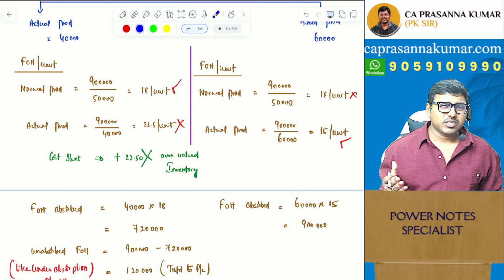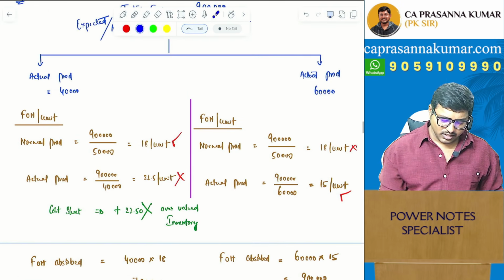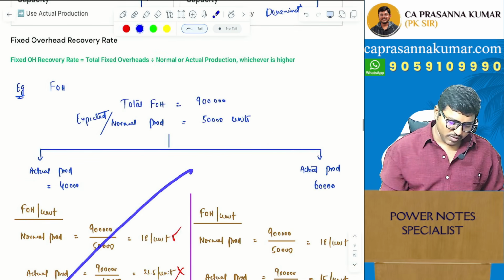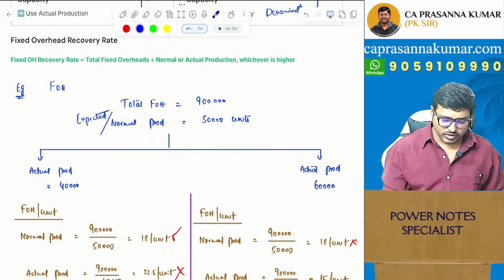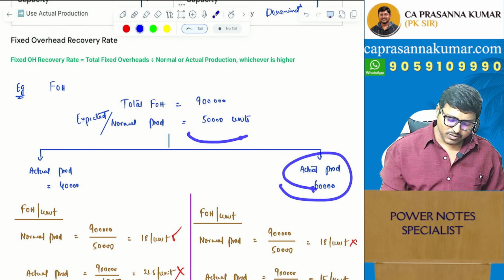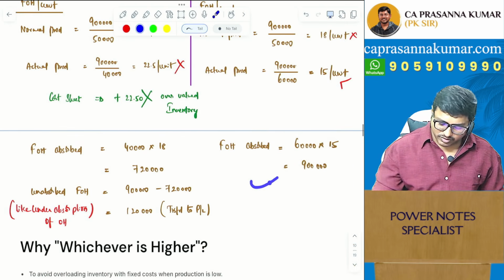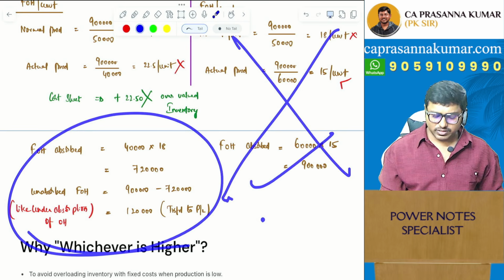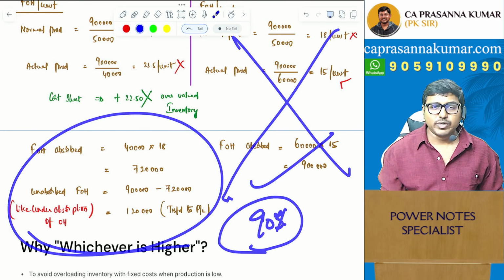But logically speaking, just use your common sense. Out of these two situations, where the probability is high, this side the probability is high. Normally, your actual production generally will be less than what? Normal production. Your actual production being more than normal production is pretty rare. So therefore, this situation you will not face while solving sums. This is the situation that you will face mostly in 90 to 95% of the questions.